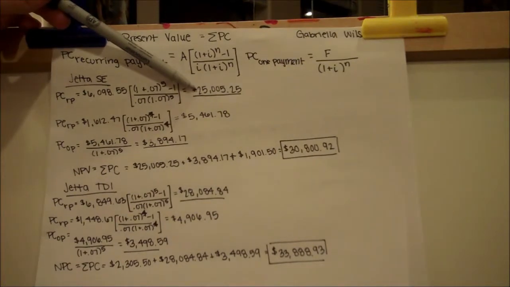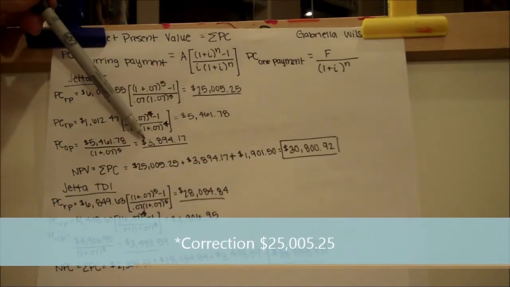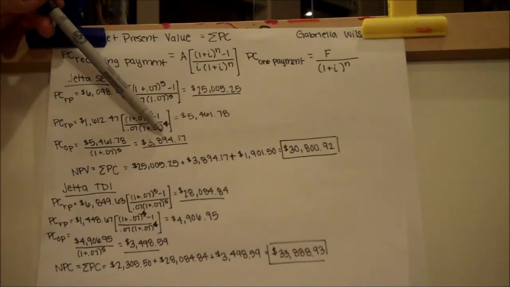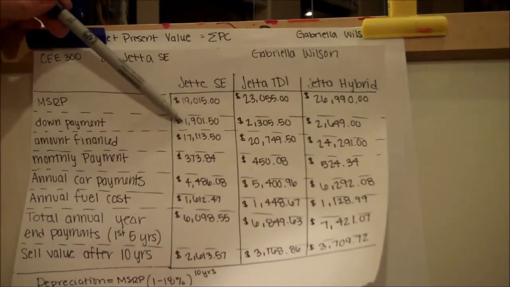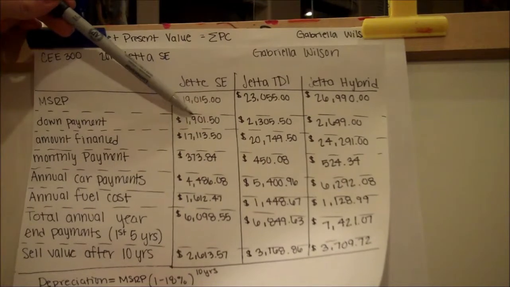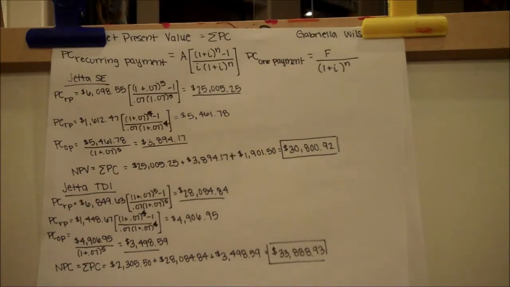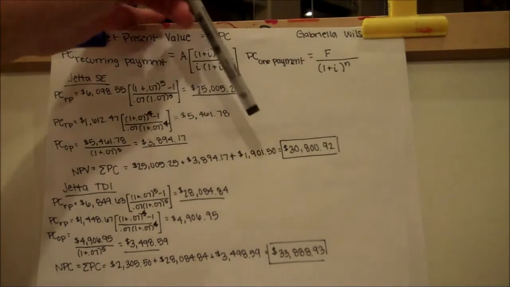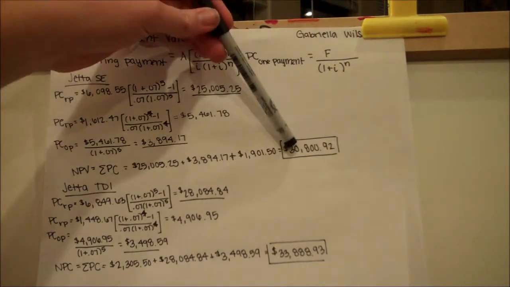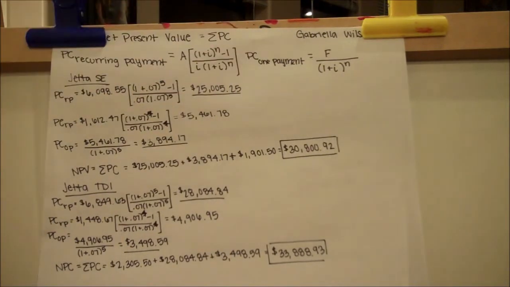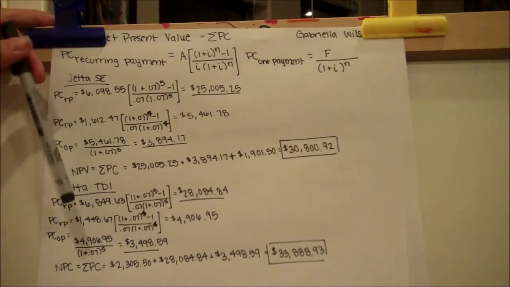So now we know the net present value equals the sum of all present cost, which we will take this number, $25,525, plus $3,894.17, plus the down payment of that vehicle, which was $1,901.50. And that down payment is already in present cost because we are currently making that payment in the present. So the value of the net present cost for the Jetta SE is $30,892.